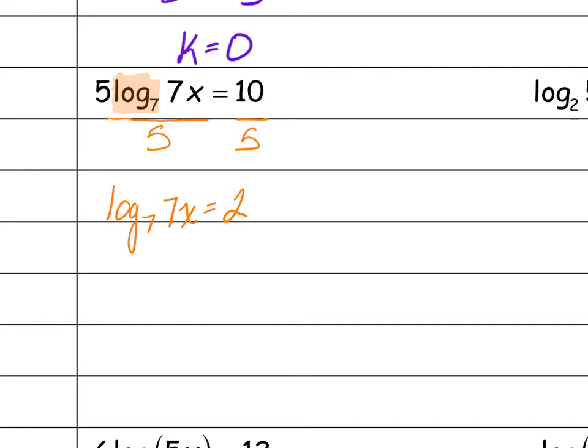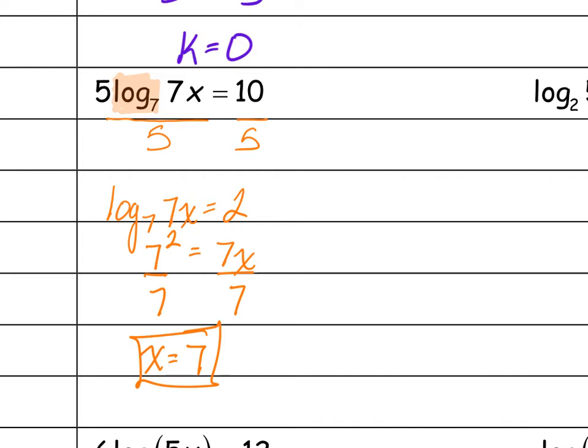So I've got my base. So I've got 7 to the second power equals 7x. Oh, and then to get x by itself, what do I do? I divide by 7. So x is going to equal, well, 7 squared is 49. 49 divided by 7 is 7. And there's my answer, done.